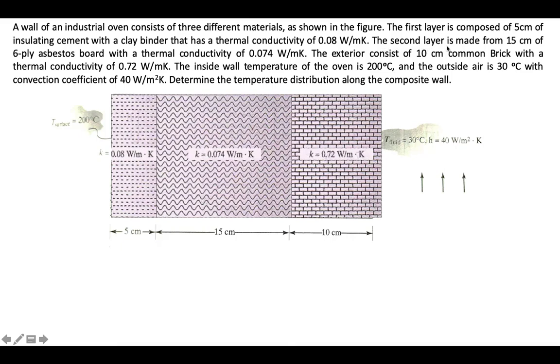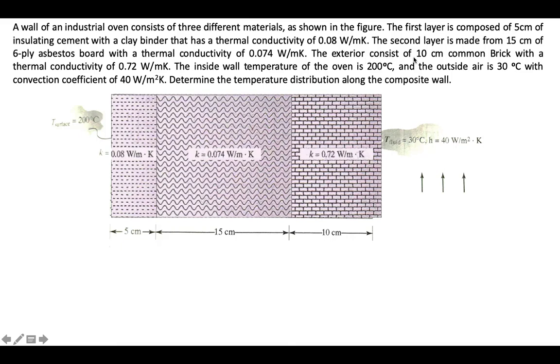The second layer is made from 15 cm of 6-ply asbestos board with a thermal conductivity of 0.074 watt per meter Kelvin. So this is our second material that is made up of 6-ply asbestos board with a thermal conductivity of 0.074 watt per meter Kelvin. This is our K2.